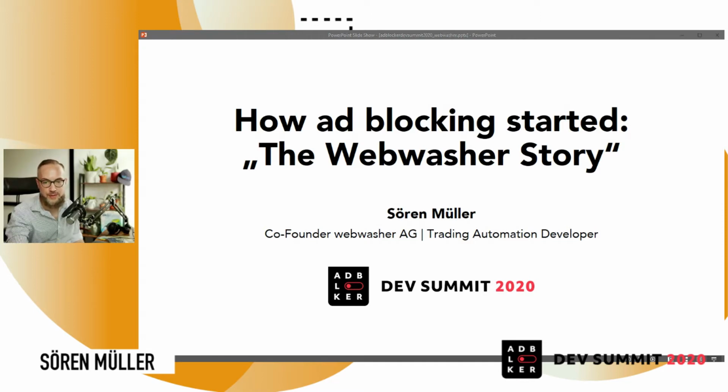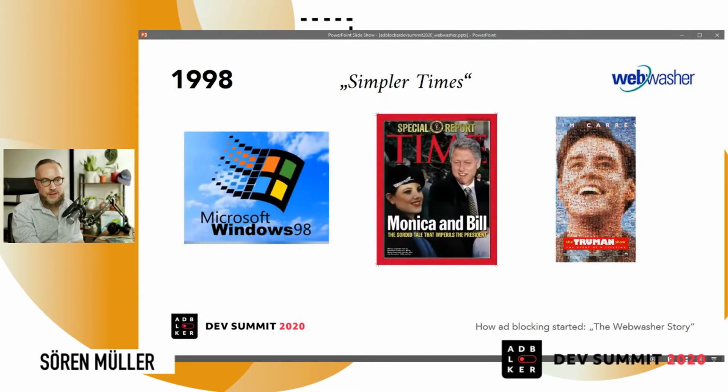So to set the scene, the year was 1998. Simpler times back then, the well-beloved, in quotation marks, Windows 98 was just released. The biggest issue in American politics was a love affair. And the makers of the Truman Show tried to warn us about reality TV, I guess, and fake news. But we all know that basically did not have any lasting effect.